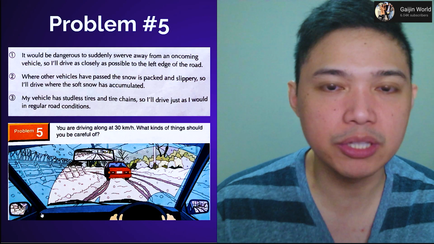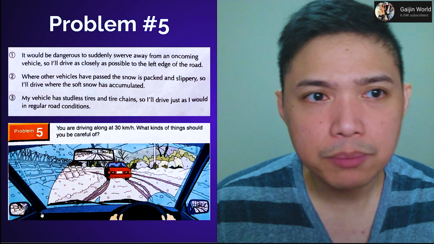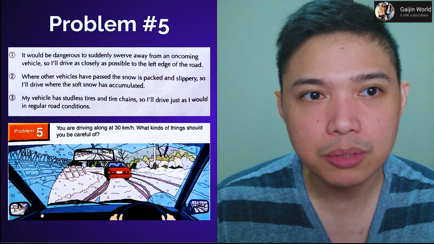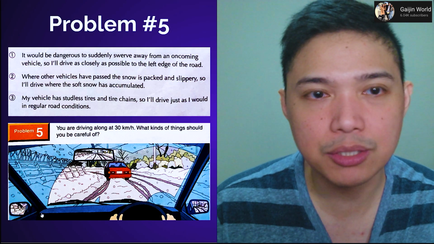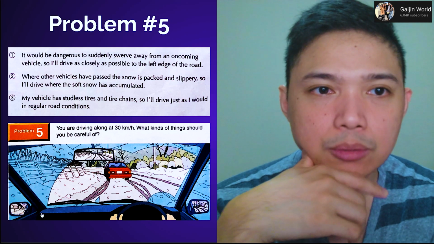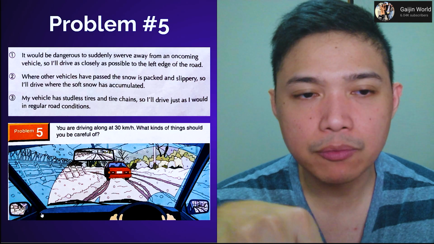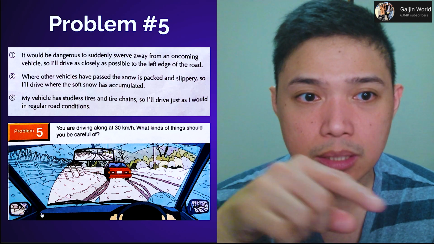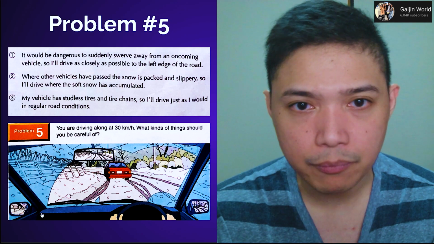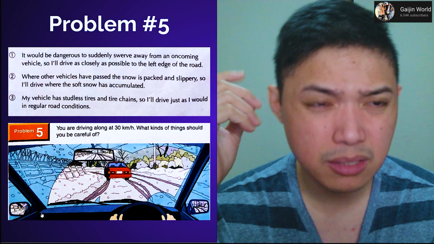Okay, for number one, it would be dangerous to suddenly swerve away from an oncoming vehicle, so I'll drive as close as possible to the left edge of the road. I think for this one, you just have to follow the trail, because in front of you, you can see the line. So I think you just have to follow the trail of the vehicle in front of you. Then I think the answer is false.